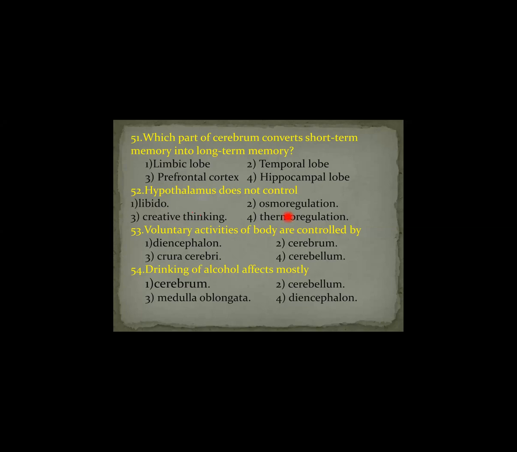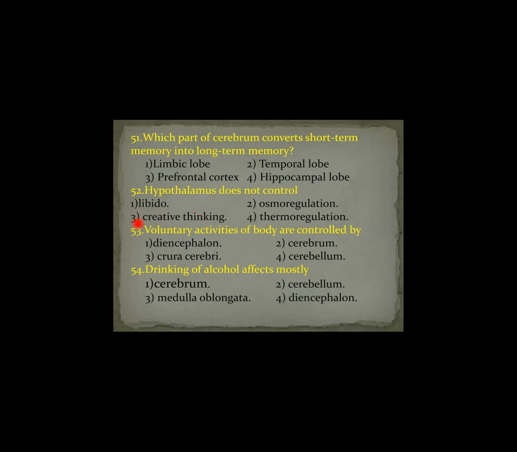Next, thermoregulation, the body temperature is also controlled by the hypothalamus. But creative thinking and reasoning, logical thinking, is not controlled by the hypothalamus. This is controlled by the association area of the cerebrum. Therefore, the answer is the third option.